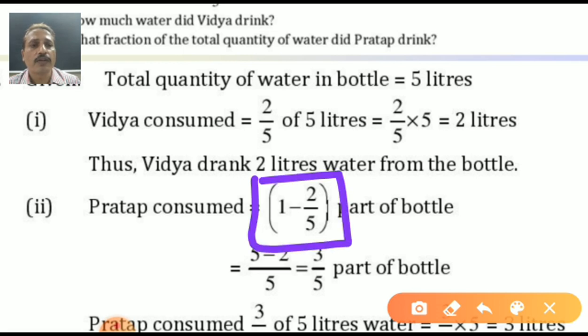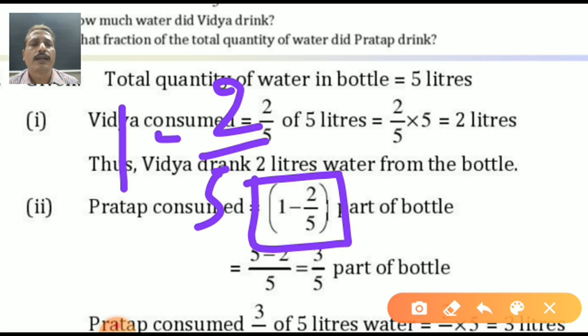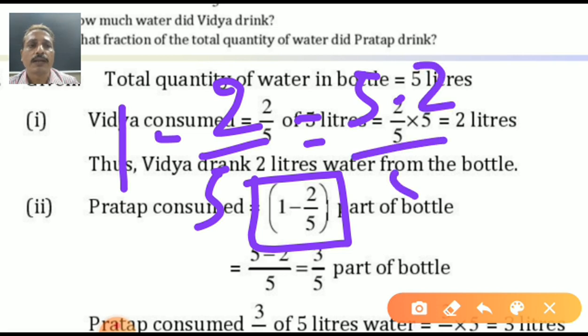Some students are still confused about how to get 3/5. Student, one part is there. Suppose there is an apple. Out of the apple, 2/5 parts are taken by some student. Now what is remaining with you? That part we have to subtract. Whole apple is there, minus 2/5. Then after simplification, 5 over 5 minus 2/5.